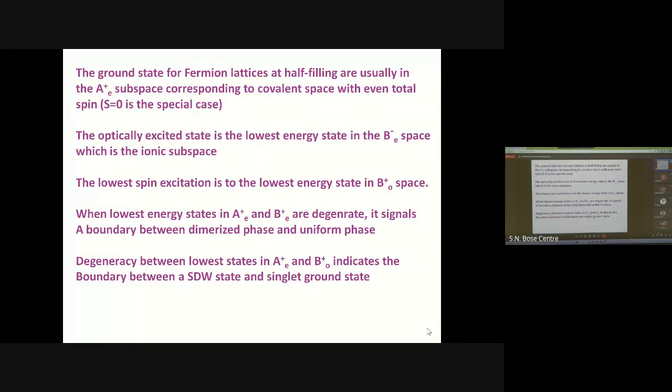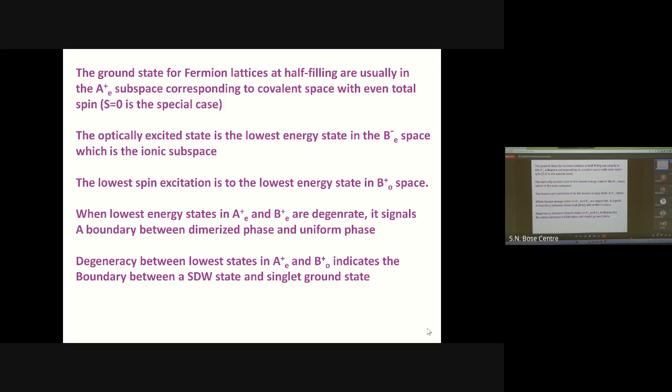You can get the energies of states. The ground state is always the A E plus representation, which corresponds to plus under electron hole symmetry, and even under this spin inversion, and the lowest optically excited state will be a P E minus phase, and so on and so forth. It is important to get these things, because if you have degeneracy, it is going to show you that near the degenerate states you can have quantum phase transitions.